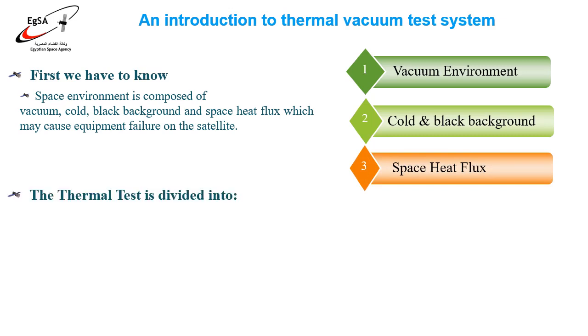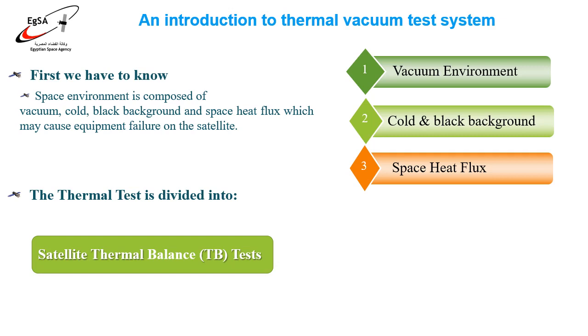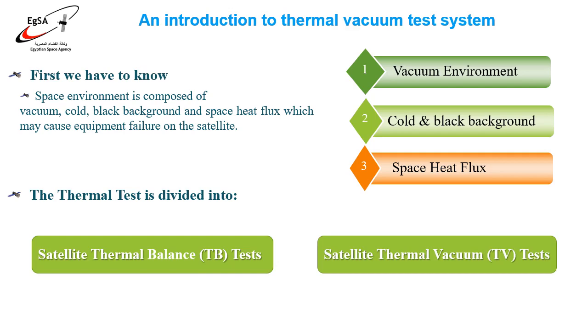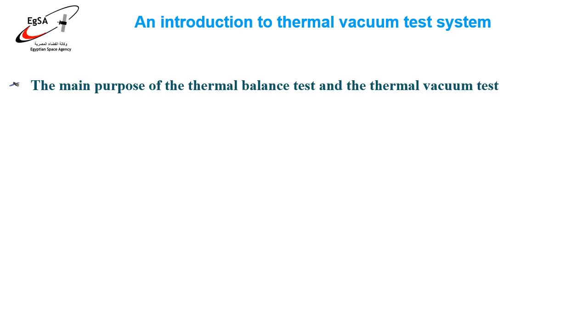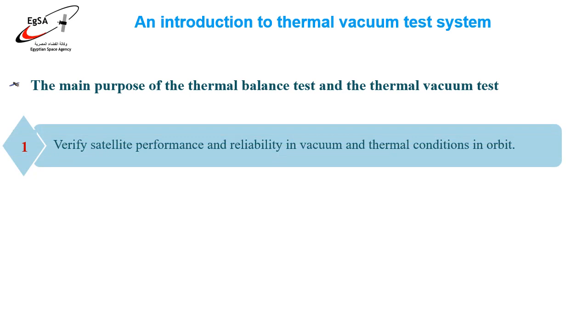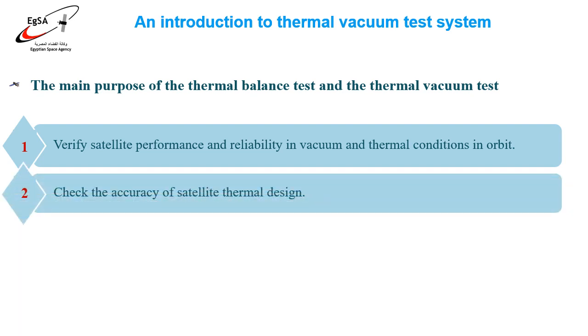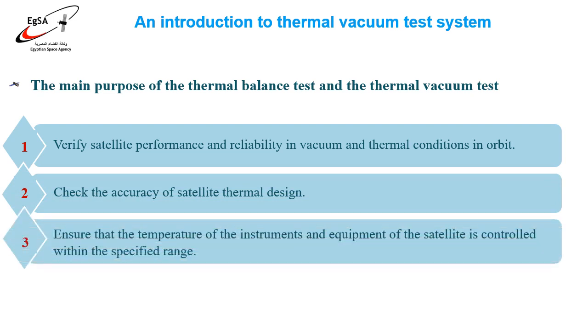The thermal test is divided into Satellite Thermal Balance Test, TB, and Satellite Thermal Vacuum Test, TV. The main purpose of the thermal balance test and the thermal vacuum test is to: 1. Verify satellite performance and reliability in vacuum and thermal conditions in orbit. 2. Check the accuracy of satellite thermal design. 3. Ensure that the temperature of the instruments and equipment of the satellite is controlled within the specified range.